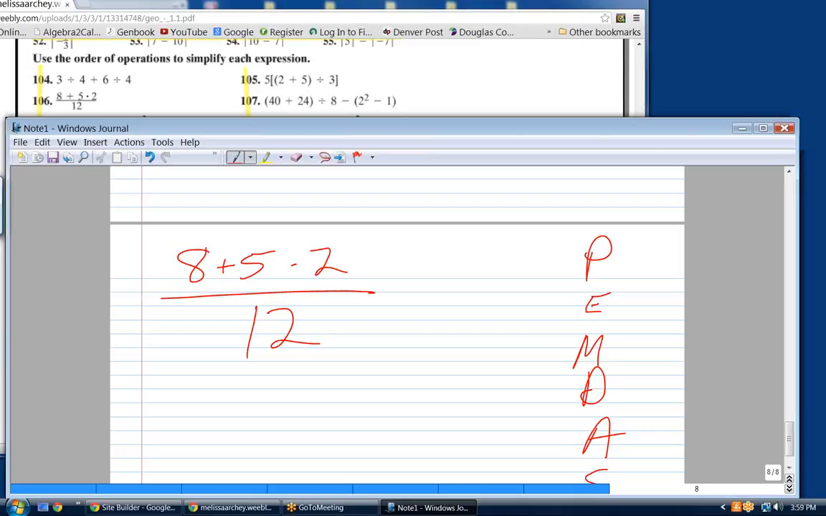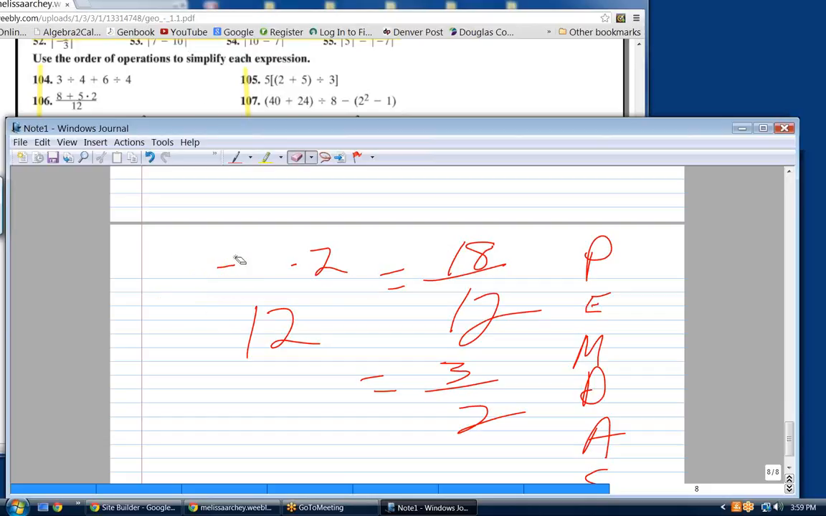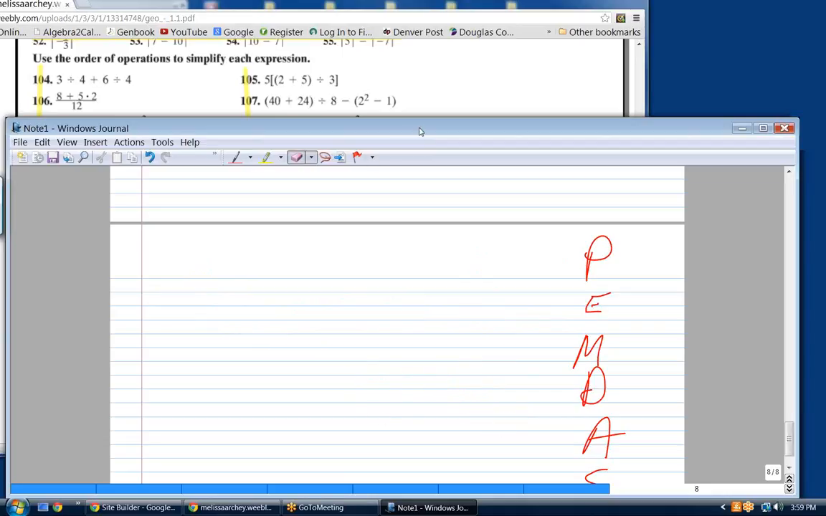So what are you going to do first here? 5 times 2. Okay. So what's the numerator going to be? 18. In other words, we don't do the division first, huh? Would it technically be right if you left it as 18/12? Yeah. Just not simplified. And they say simplify each expression. So 18/12 wouldn't be fully simplified. All right. But their main thing here is to make sure you do the PEMDAS.